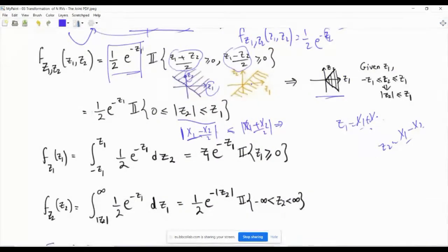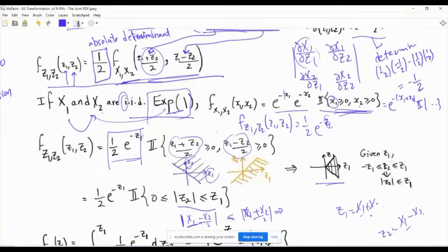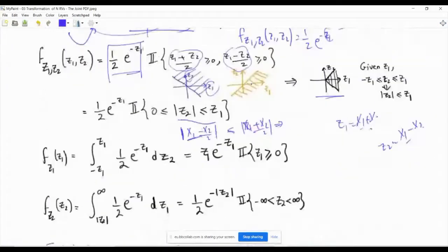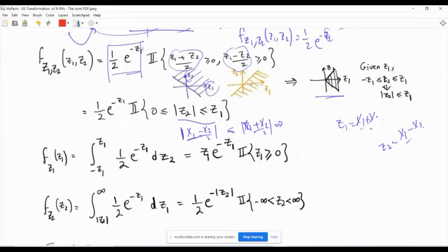Of course, you can use the mixed strategy. If the problem is straightforward to you, you can just do things directly, or if you see that things are confusing, you employ the indicator. And of course, knowing the joint, we can obtain the marginals. If you know the joint distribution, you can obtain the marginals by integrating over the other variable, as we know from earlier.